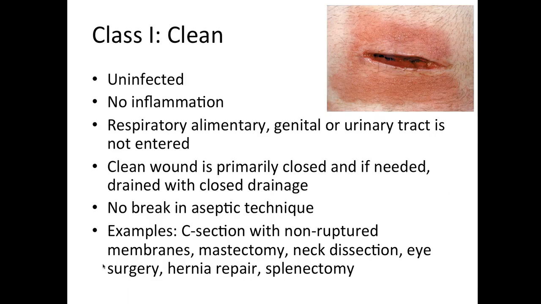So here is our class 1 or clean classification of a surgical wound. It means that it is uninfected, there's no inflammation, and our respiratory, alimentary, meaning the gastrointestinal tract, genital or urinary tract was not entered. The clean wound is primarily closed, and if it was needed, it was drained with closed drainage. There was no break in aseptic technique, and examples of this would be a C-section with non-ruptured membranes, a mastectomy or breast removal, a neck dissection, eye surgery, hernia repair, or a splenectomy where we would take out the spleen.